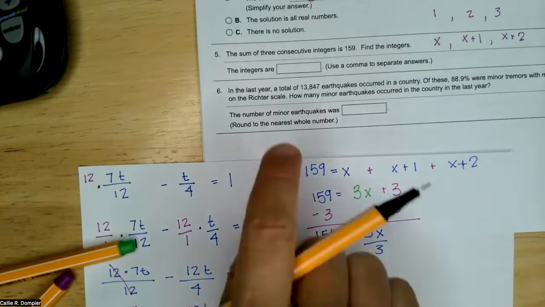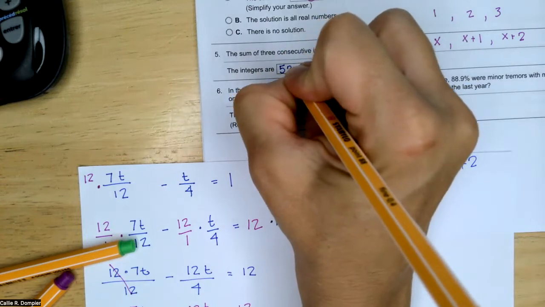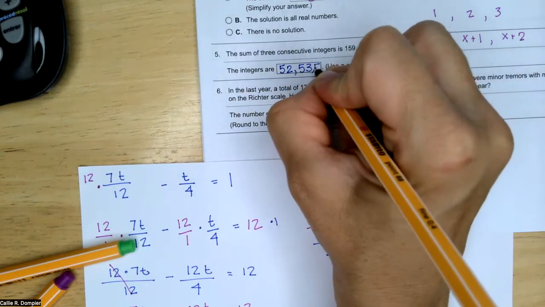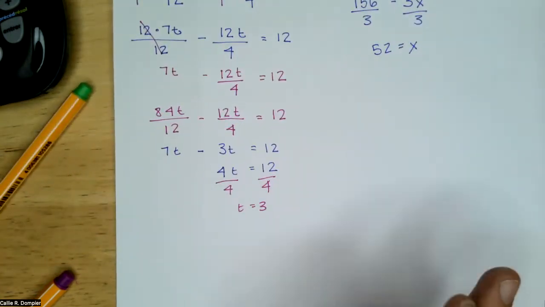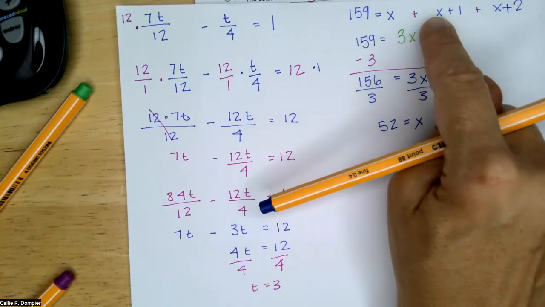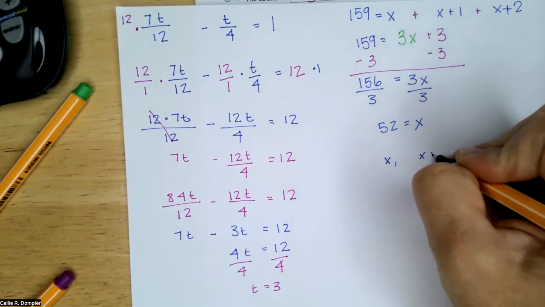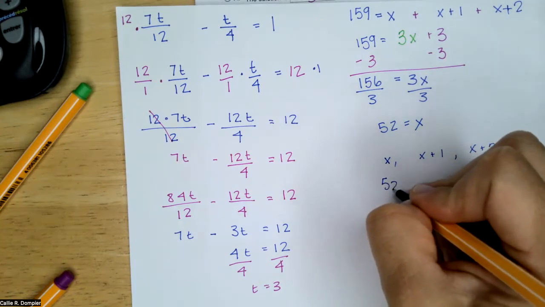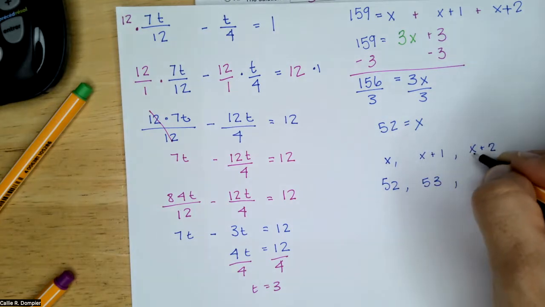So they want to know the 3 consecutive integers. They are 52. What comes after 52? 53. What comes after 53? 54. Okay. Or I knew that they were x, x plus 1, and x plus 2. X is 52. X plus 1 is 53. 52 plus 1 is 53. 52 plus 2 is 54.